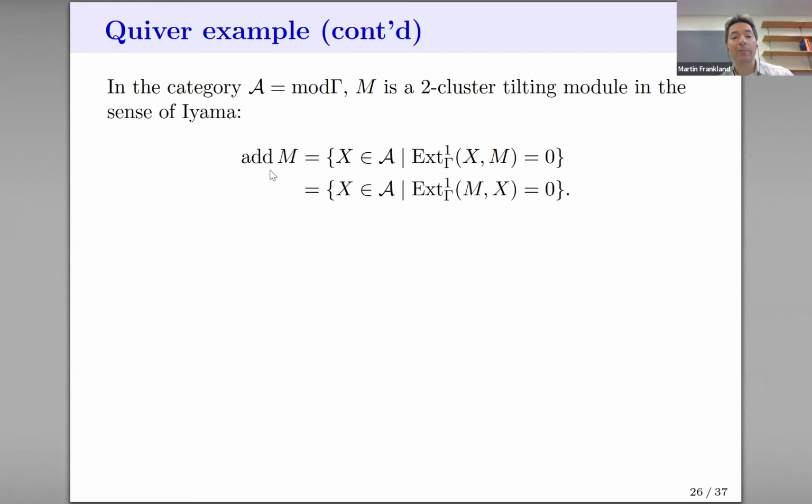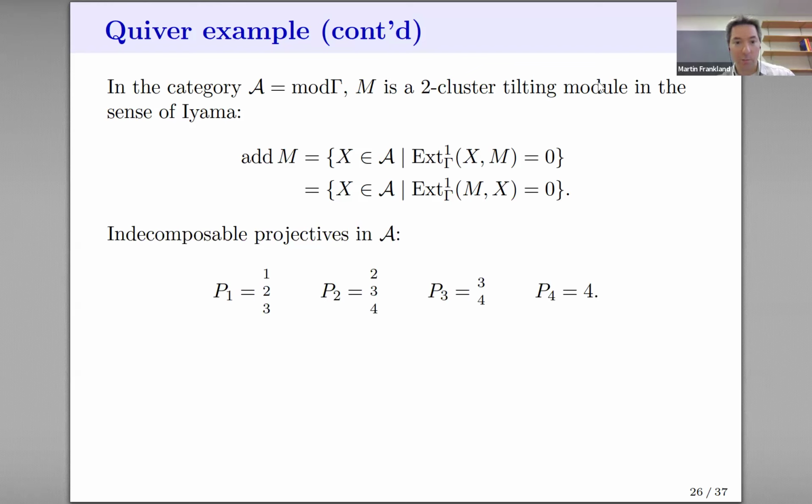Add M is the additive closure, which means that you start with M, close it up under direct sums and summands. That's the additive closure, and it's going to be exactly given by those two collections of objects. It's some kind of orthogonality condition.